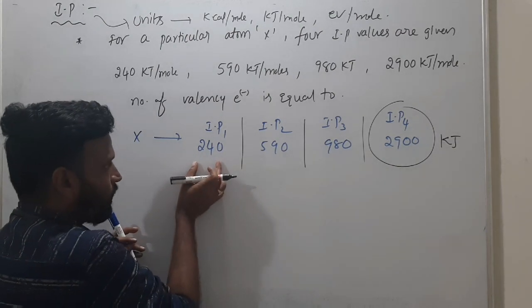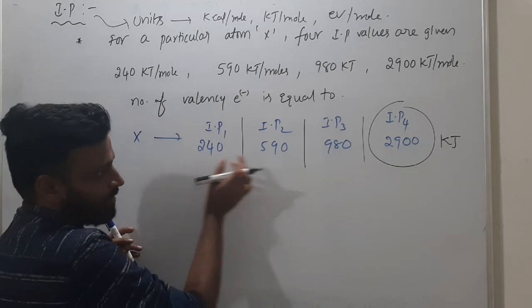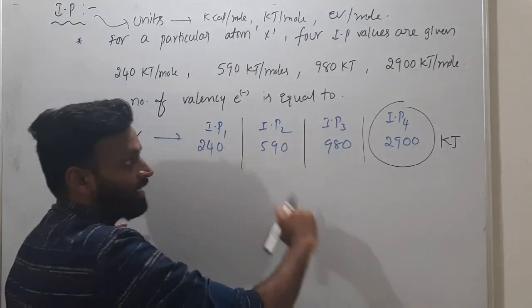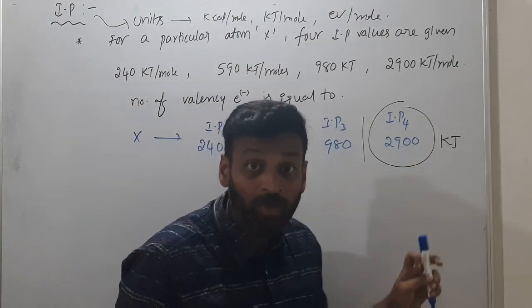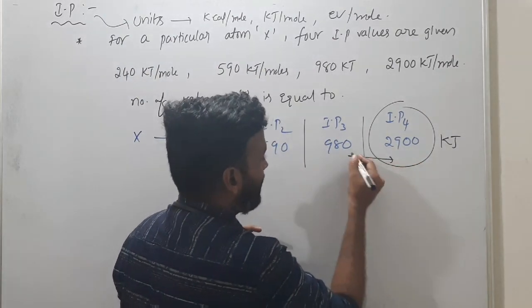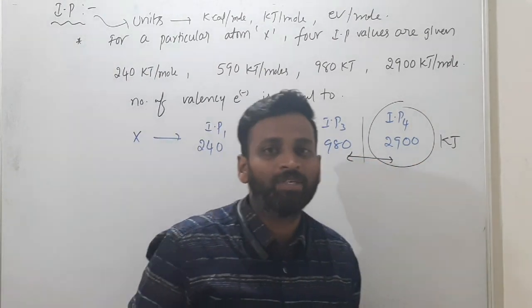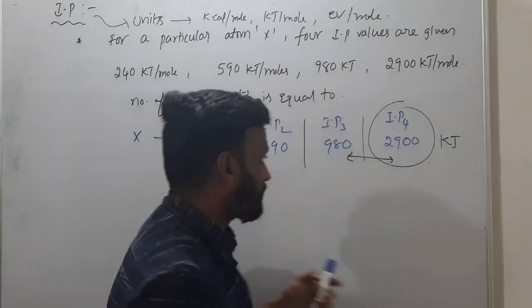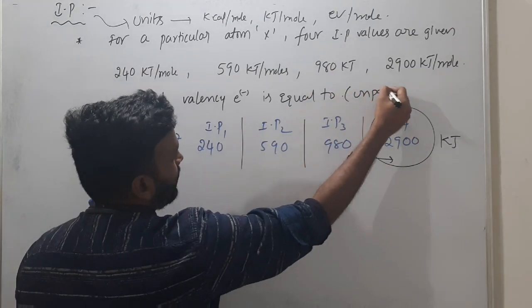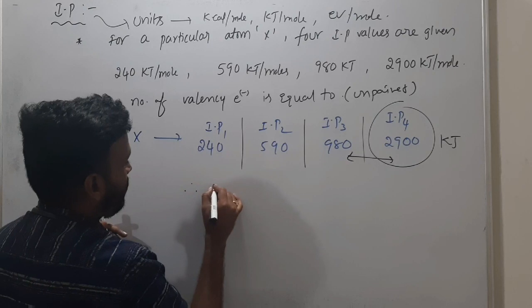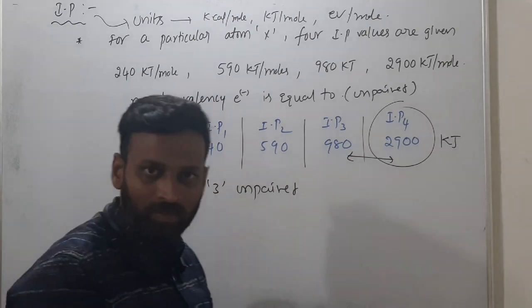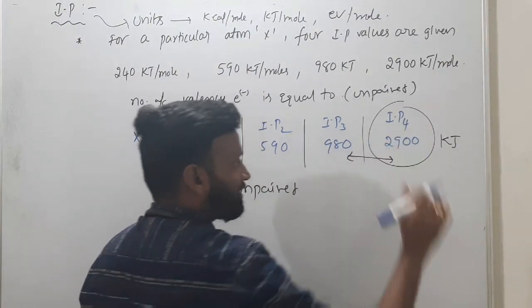To remove the first electron, 240 is required. Second electron to remove, 590. Third electron to remove, 980. But to remove the fourth electron, you must give a very high amount of energy. Certainly, from IP3 to IP4, the energy gap is very high. That means there are 3 unpaired electrons. Valence electrons are 3. That means fourth electron removal is difficult.